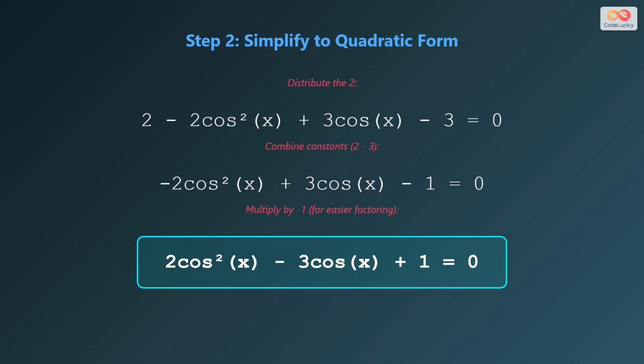Next, we simplify the equation. We distribute the 2 into the parentheses, which gives us 2 minus 2 cosine squared x plus 3 cosine x minus 3. We then combine the constant numbers, 2 and negative 3, to get negative 1. Finally, we multiply the entire equation by negative 1 to make the leading term positive. We now have 2 cosine squared x minus 3 cosine x plus 1 equals 0.